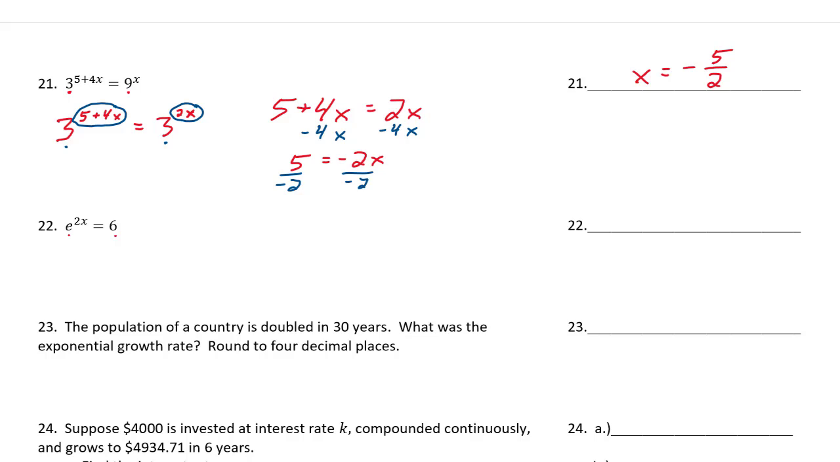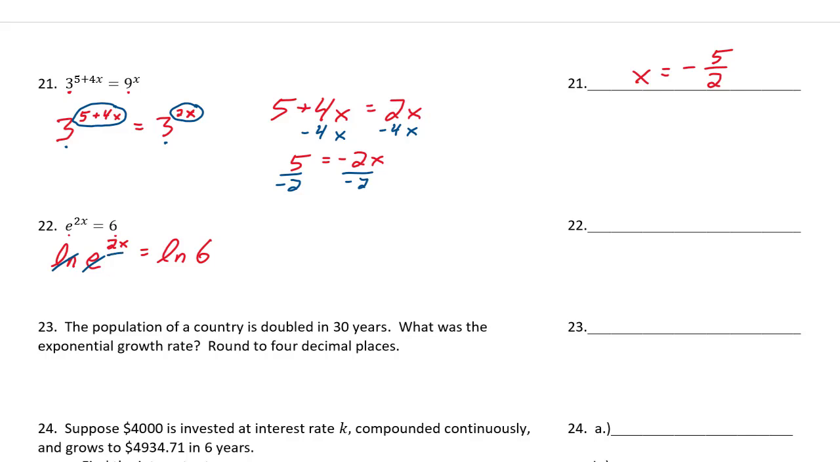So what I can do is maybe introduce the concept of a logarithm, so maybe take a natural log of both sides. The reason I would choose a natural log over a common log is because the natural log actually is an inverse of the base that I had, which was e. So that should mean that the natural log and the e cancel each other out, leaving me just 2x equaling the natural log of 6.